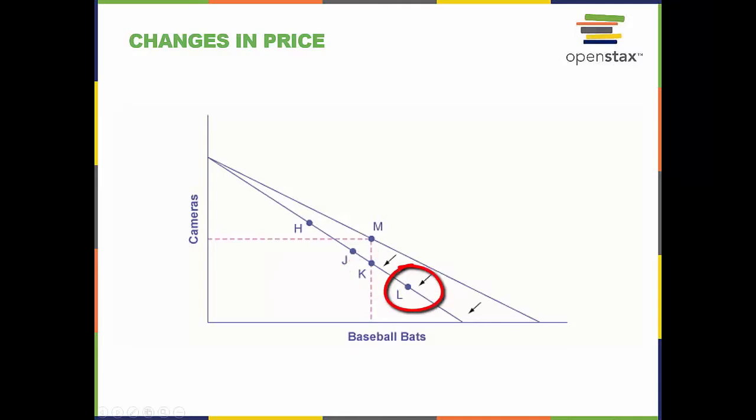Choices like L are ruled out as theoretically possible, but highly unlikely in the real world, because they would mean that a higher price for baseball bats means a greater quantity consumed of baseball bats.